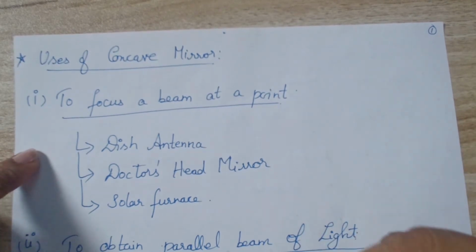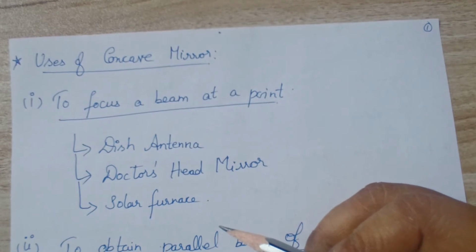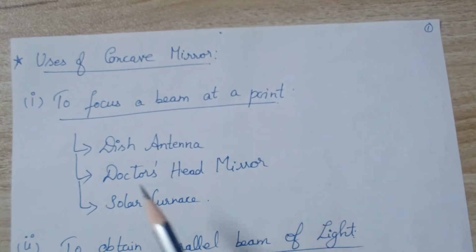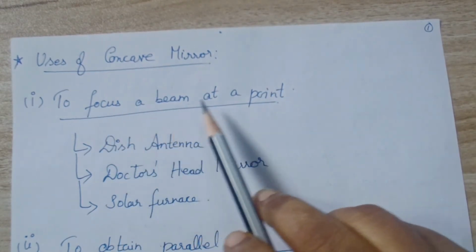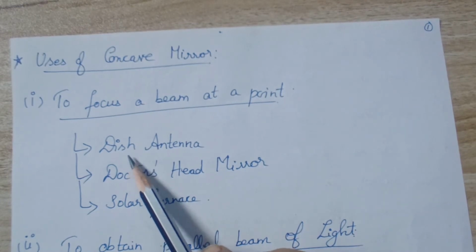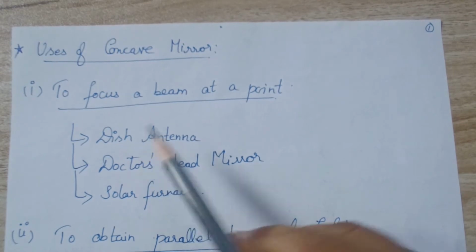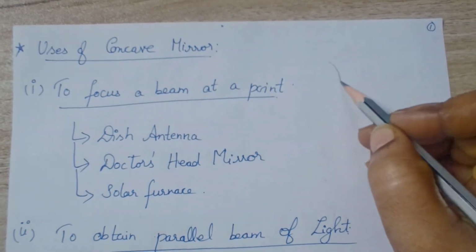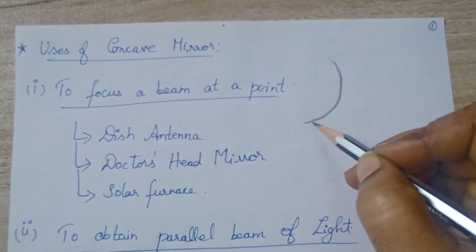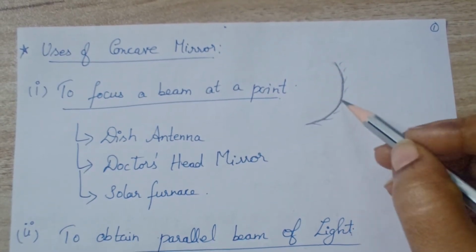Okay, not only light, it can focus the waves also, like electromagnetic waves and all. First we'll see it is to focus a beam at a point. This is a common one, dish antenna, right? You can see your dish antenna in your terrace, right? So it will be like this. It is like a concave mirror, curved inwards. This is your non-reflecting side.